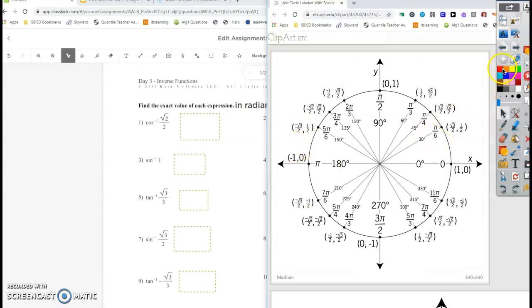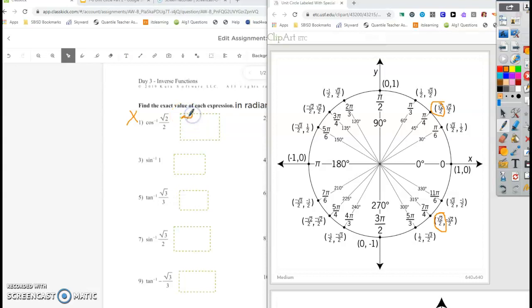So what I mean by that is the first question is cosine inverse of square root 2 over 2. And we know whenever we're talking about cosine, we are talking about the x-coordinate. So I'm going to look on the x-coordinate and figure out when the answer is square root 2 over 2. Well, it's right here. And it's right here. So that means in this box, you have two different ways you can write it.